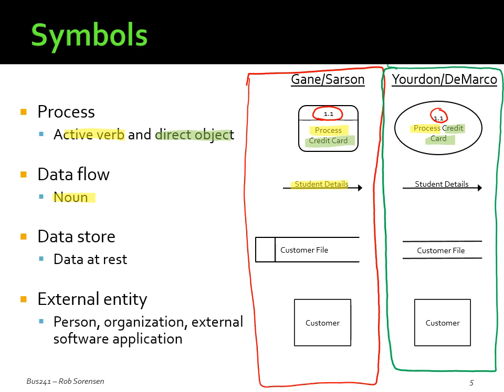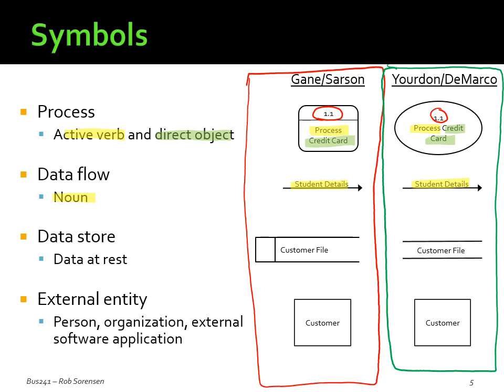By the way, one of the biggest mistakes I see on these is that people put a verb there. So they say process student details, but that's not a data flow, that's a process. So be careful with that. It should only be a noun on there describing what the data is. It's an identical symbol when we do the Jordan DeMarco. So that's exactly the same.